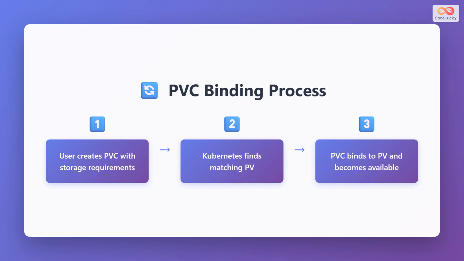The PVC binding process happens in 3 steps. First, a user creates a PVC with specific storage requirements, such as capacity and access modes. Second, Kubernetes automatically searches for a matching persistent volume that satisfies these requirements. The control plane continuously monitors for new PVCs and tries to match them with available PVs. Third, once a suitable PV is found, the PVC binds to it and becomes available for use by pods. This binding is exclusive, meaning once a PVC is bound to a PV, that PV cannot be claimed by any other PVC.